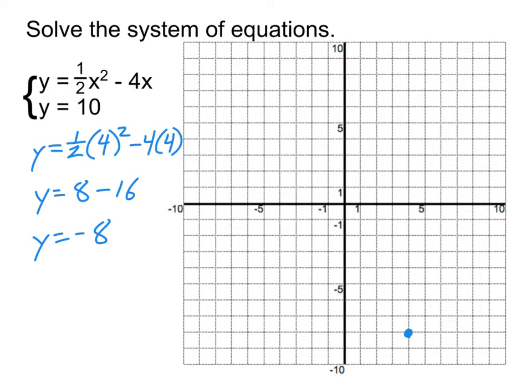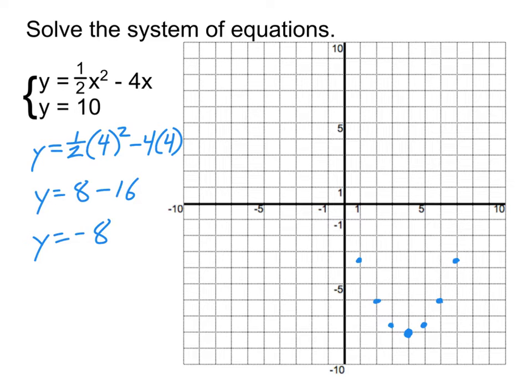Now notice from making our graph, we have an a value here of 1/2. So as I plot my points, that's a vertical compression by a factor of 1/2. So I'm only going to go up half as far each time. So over 1 up 1 becomes over 1 up 1/2. Over 2 up 4 becomes over 2 up 2. Over 3 up 9 becomes over 3 up 4.5, because whatever I normally go up, I multiply it by that 1/2. And just keep plotting all of the points that are going to fit.